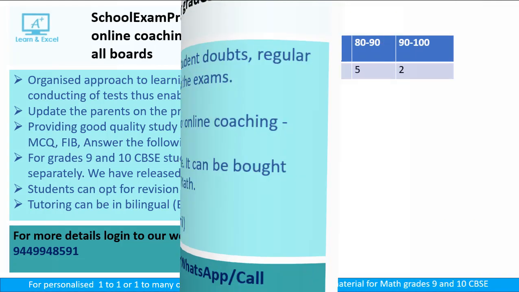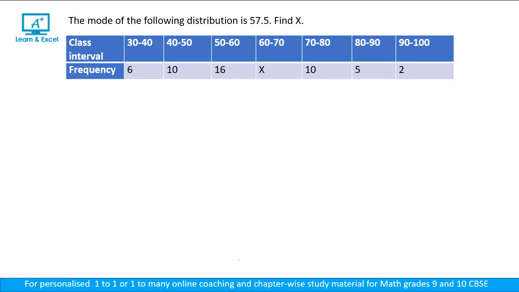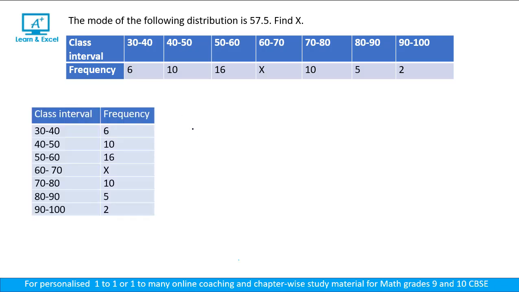Let us continue with the video and solve a question where we have a missing frequency and mode of the distribution is given to us as 57.5. Let us now find the modal class. For this, we look at all the frequencies. The maximum frequency is 16. So the corresponding modal class is 50 to 60. So L will be equal to 50.